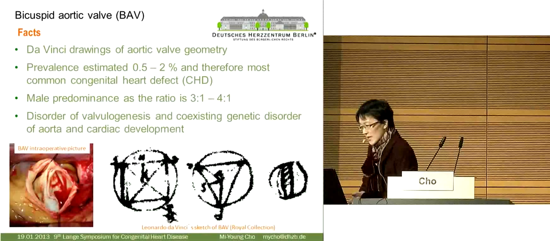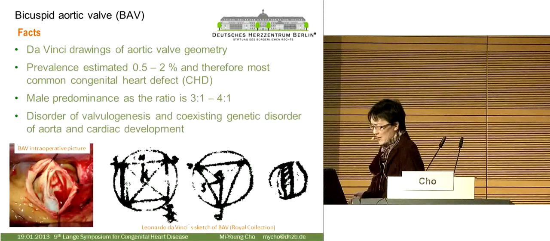So the incidence of bicuspid aortic valve is around 1 to 2%. So it's the most common congenital heart defect. And there is a male predominance, as the ratio is 3 to 1 to 4 to 1. The disorder arises from valvulogenesis and coexists with genetic disorders of the aorta and cardiac development.